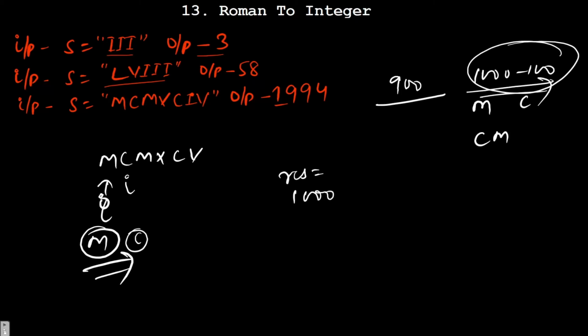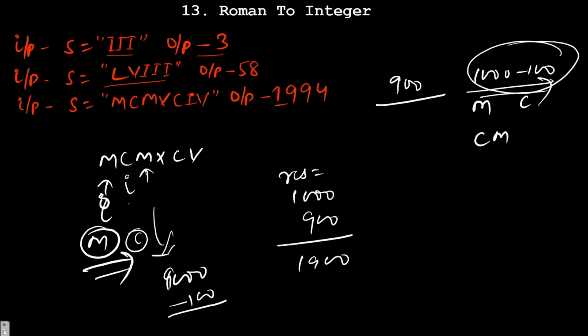We can see that the current value is C and the next value is M. The next value is 1000 and the current value is 100. So we have to compute 1000 minus 100, and then add this value to our current result. So this is going to be equal to 1900. Now we have traversed it. If we find that the next value is greater than the current one, we have to move two steps in this case. So now we are at index 3.